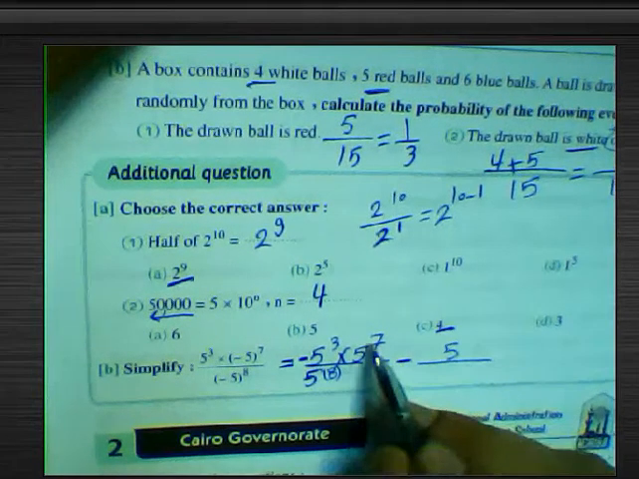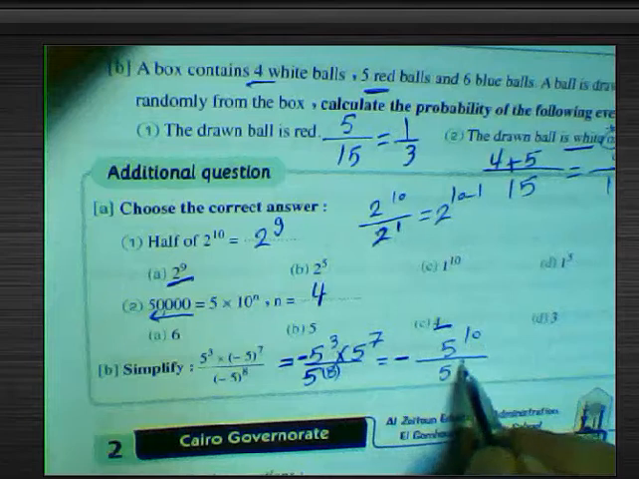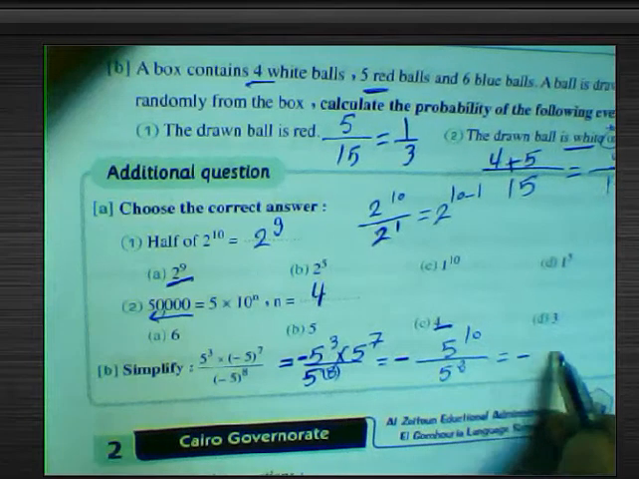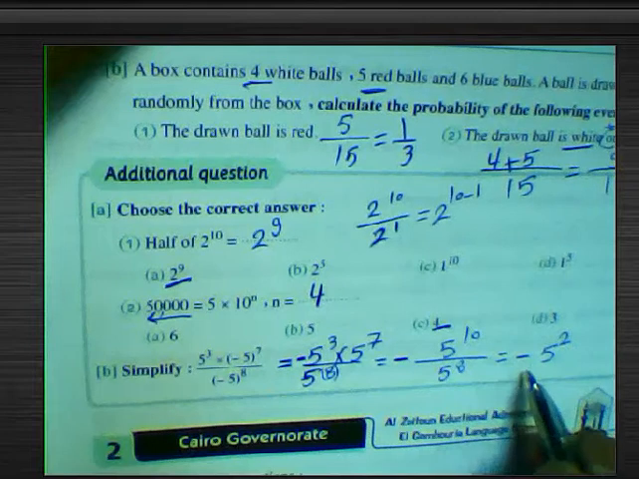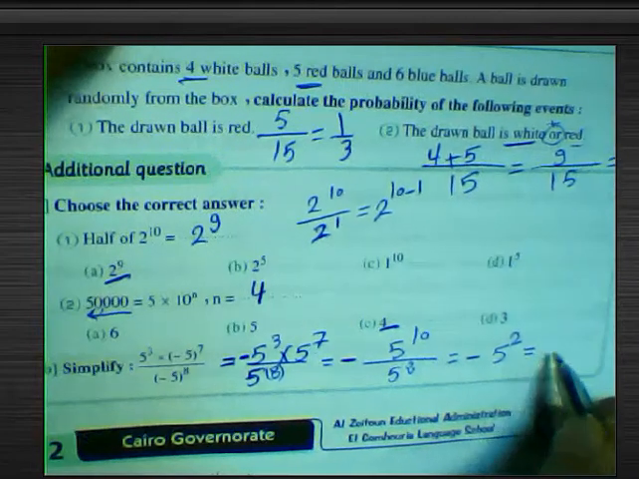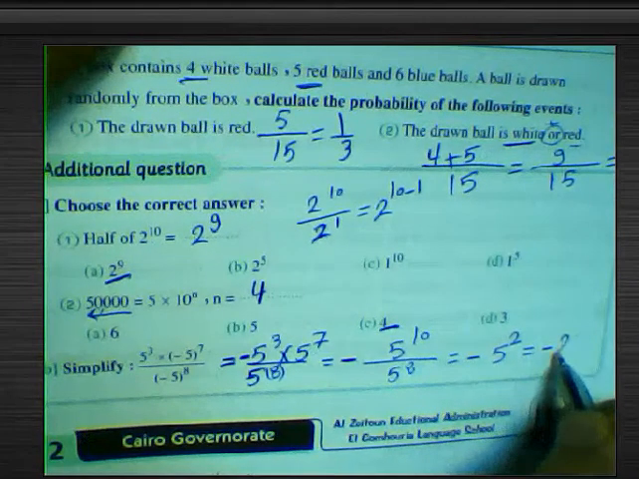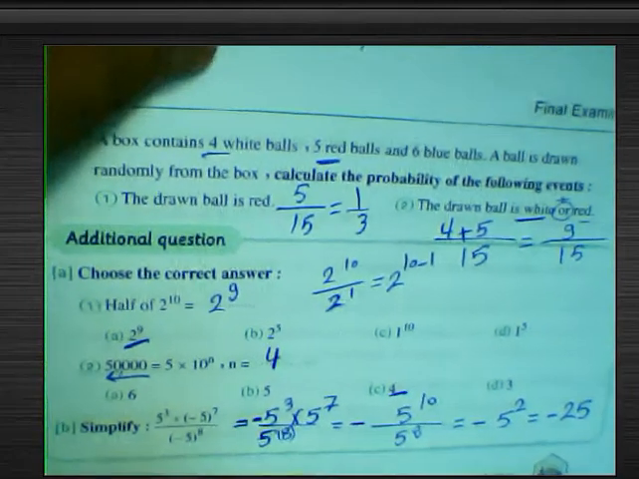5 power 3 plus 7 equals 10, over 5 power 8. The result will be negative 5 power 2. Don't cancel this sign, okay? We must keep it in front of the result. The result will be negative 25.